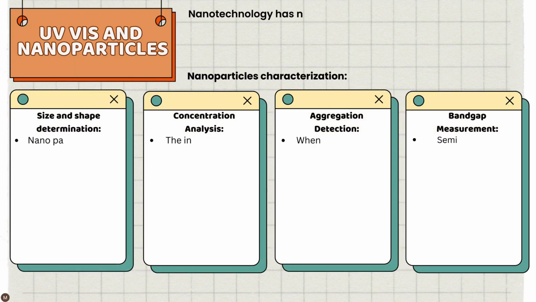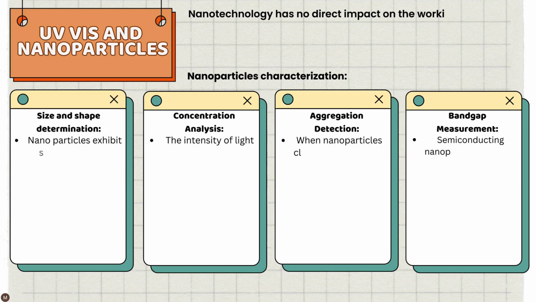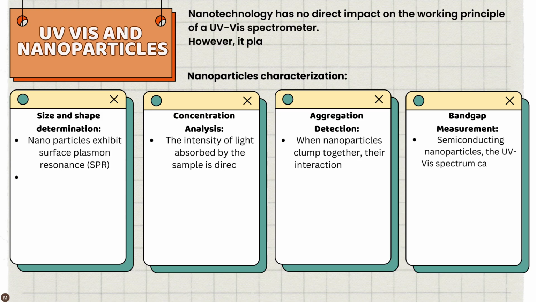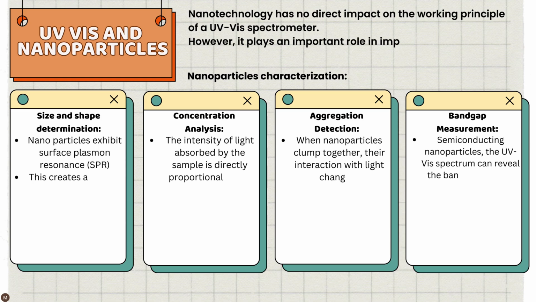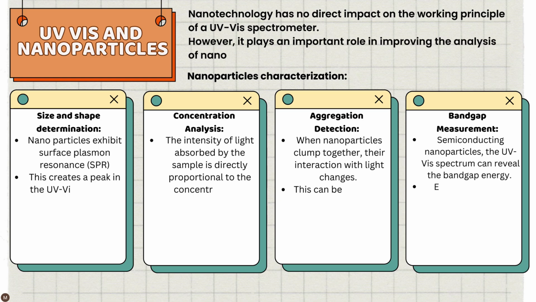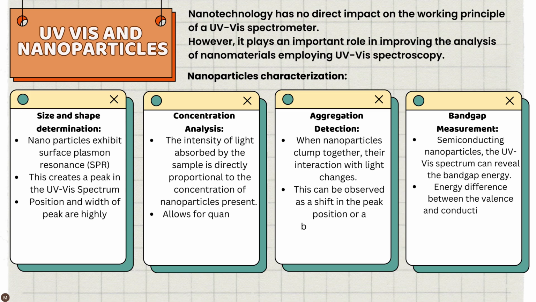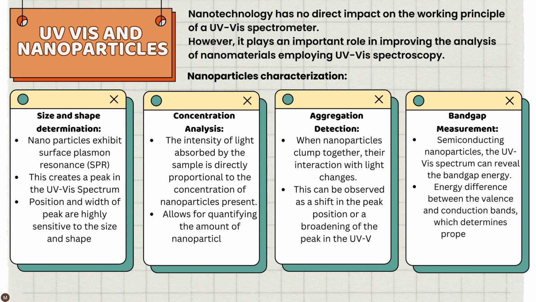For the discussion part, I will discuss the UV-Vis and nanoparticles relationship. So, nanotechnology has no direct impact on the working principle of a UV-Vis spectrometer. However, it plays an important role in improving the analysis of nanomaterials employing UV-Vis spectroscopy. So, for nanoparticle characterization in UV-Vis, it will determine the size and shape.